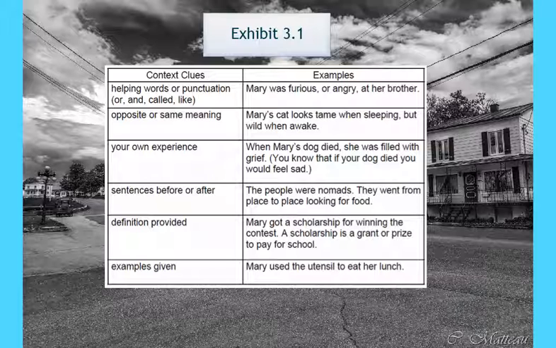The people were nomads. They went from place to place looking for food. There is the answer to what is a nomad right there in the next sentence. And again, in the next example down, it says Mary got a scholarship for winning the contest. A scholarship is a grant or prize to pay for school. And finally, an example, Mary used the utensil to eat her lunch. Utensil being something that you can eat your lunch with.